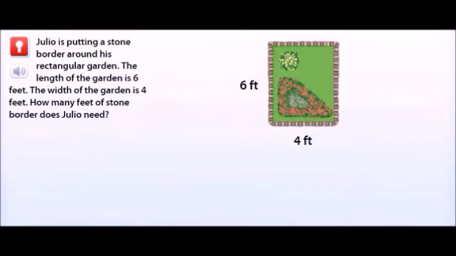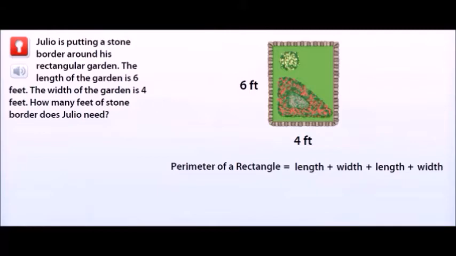The shape of the garden is a rectangle. One way to find the perimeter of a rectangle is to use addition. Let's add up all the sides to find the perimeter. The first length is 6 feet. What is the first width? The first width is 4 feet.